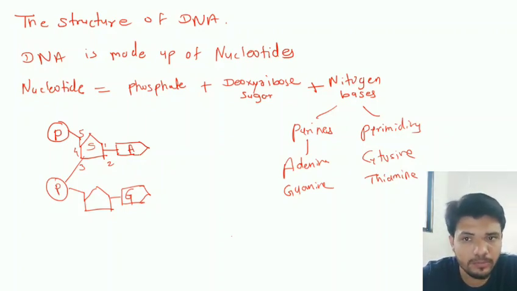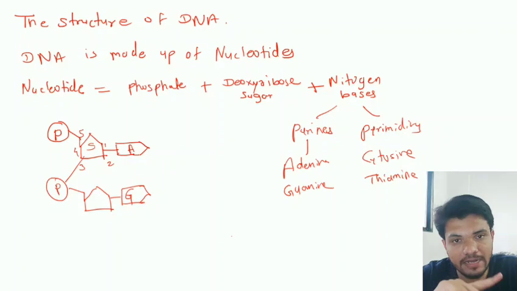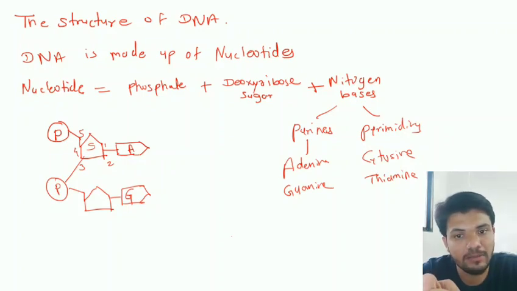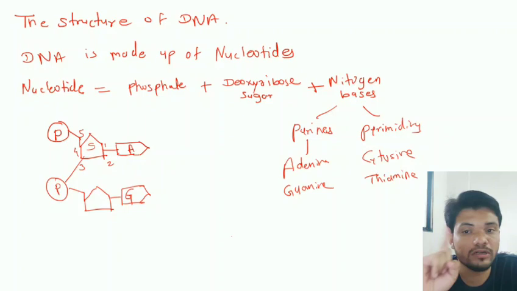There is one more pyrimidine, uracil, but it is not present in DNA. That's why I am not writing uracil here, as we are studying DNA. But whenever we study the RNA molecule, we have to write uracil, because uracil is present in RNA, not thymine. So instead of thymine, there will be uracil in RNA. This you should remember.